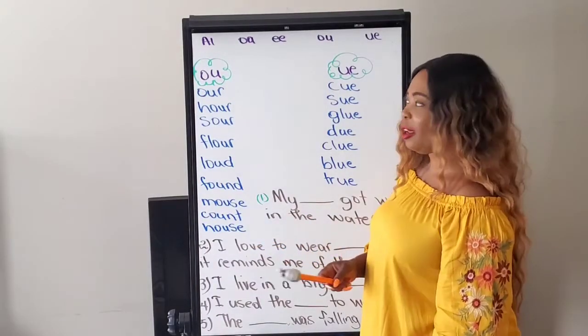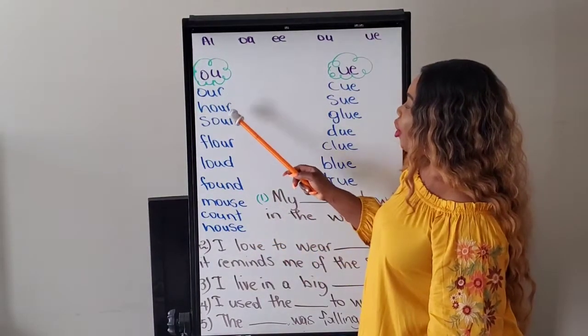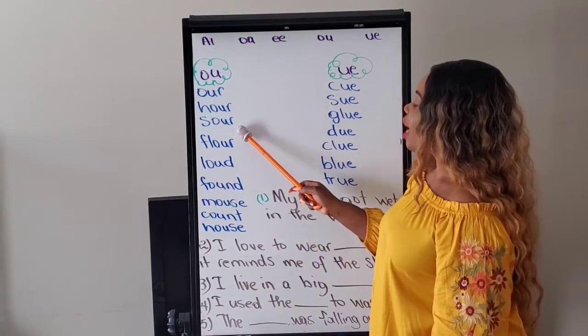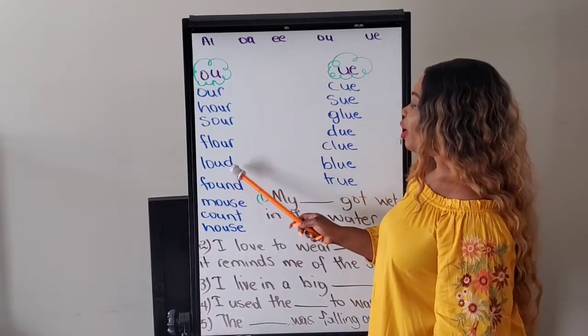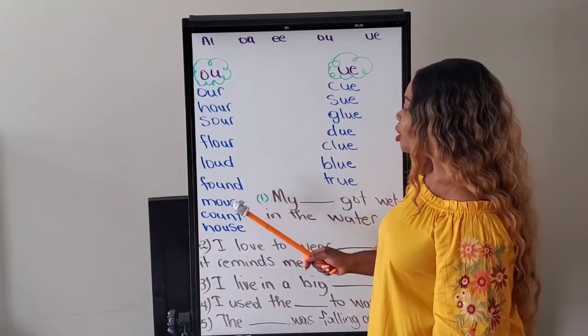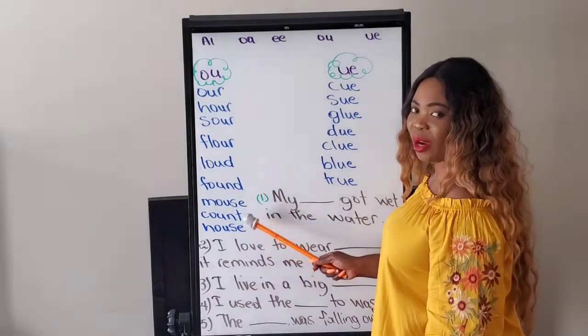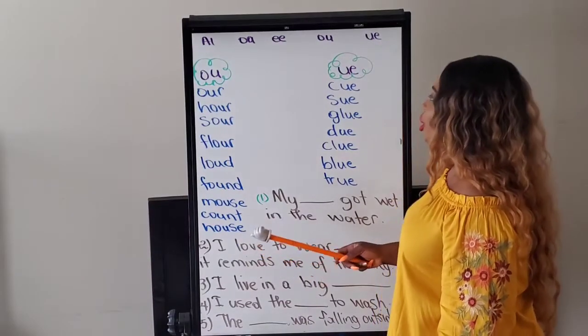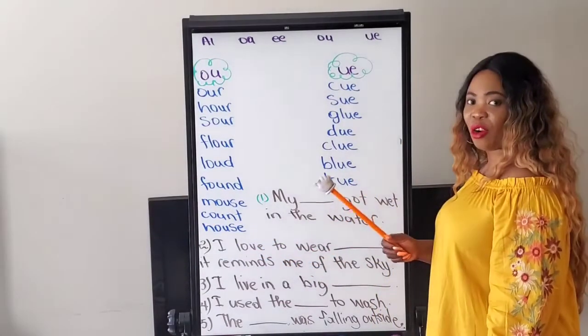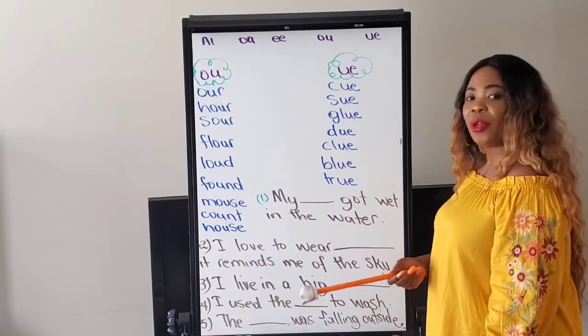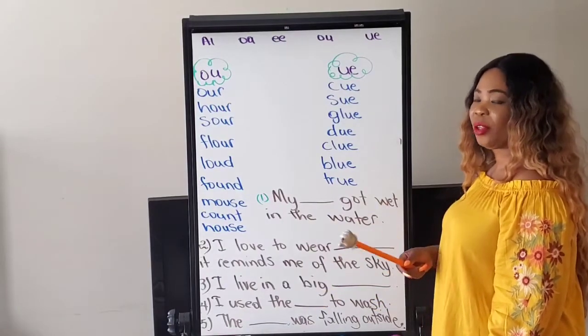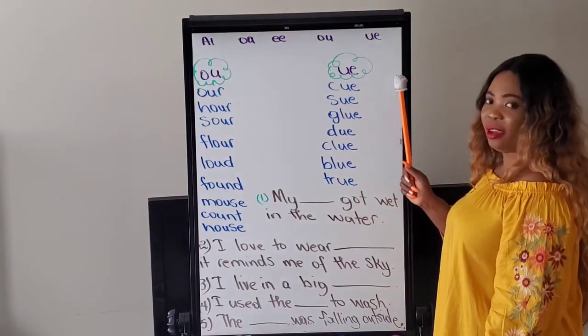I'll call them again. Hour, sour, flower, loud, found, mouse, count, house, right? Yes. Now we're looking at those vowel digraphs, or some of them, because there are many more that you can add to the list. UE category.